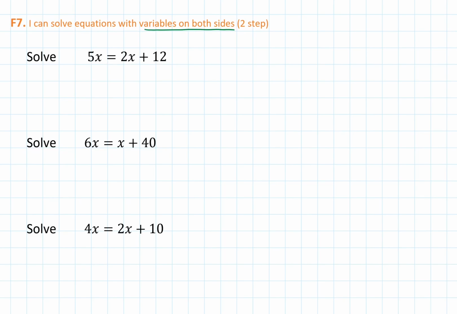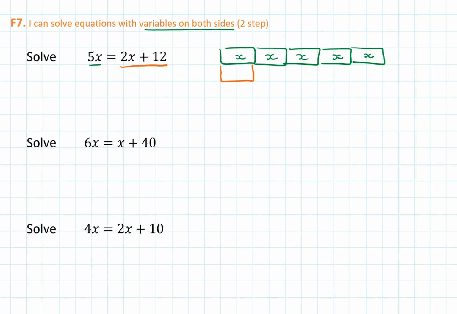The first equation has 5x on the left-hand side, so as usual, we'll draw 5x. The right-hand side has 2x and 12. First, we'll deal with the 2x. Notice that I drew them the same length, because this x is an unknown, but it is the same unknown on both sides. Therefore, the length of the x on both sides would be the same. We have 2x, so we need to continue. And then we have 12.